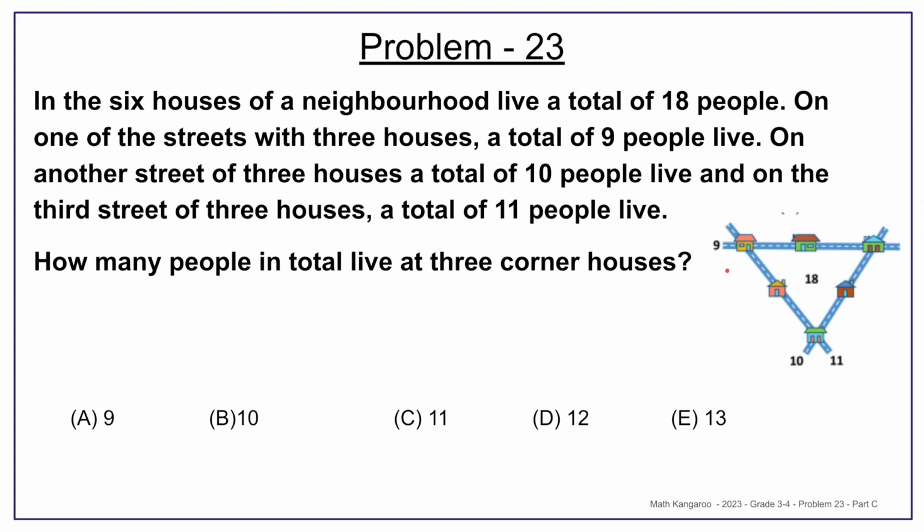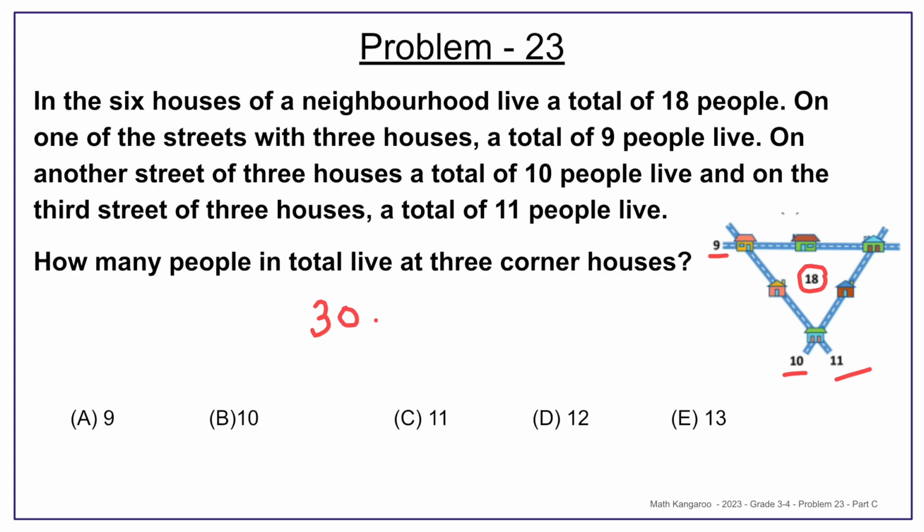So we know on one street, 9 people live. On another street, 10 people live. And on another street, 11 people live. And in total, 18 people live in all these houses. So how many total people live on the individual streets? So we have 9 plus 10, 19. 19 plus 11 gives us 30. So 30 people in total living.